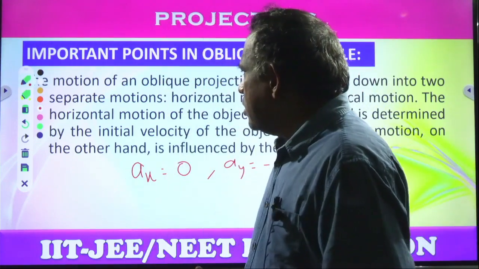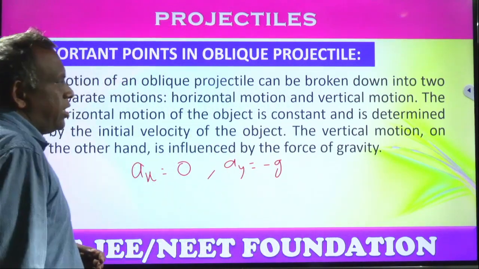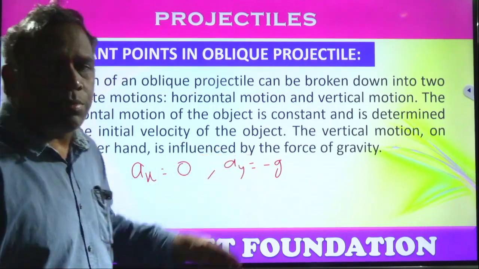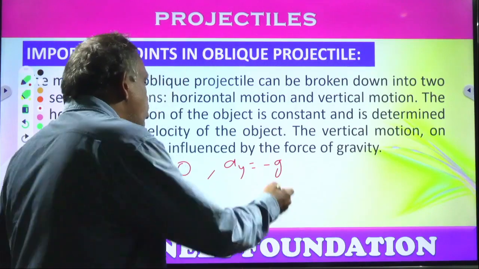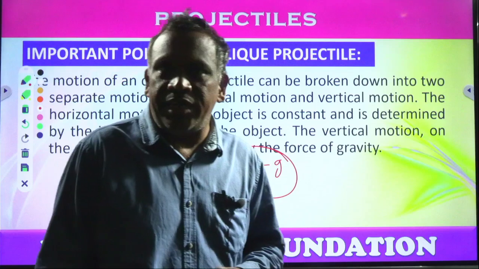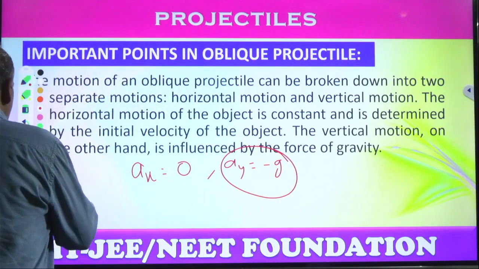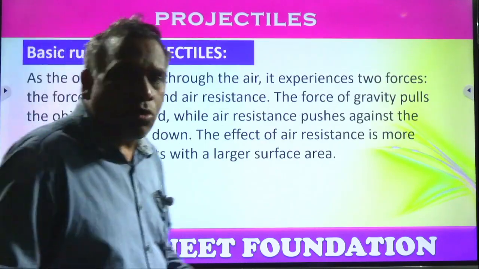The initial velocity is determined by the initial velocity of the object. The vertical motion is influenced by the force of gravity. That's why the acceleration along the y-axis is minus g, due to gravity, and the acceleration along the x-axis is 0. Coming to the next slide, the basic rules of the projectile.